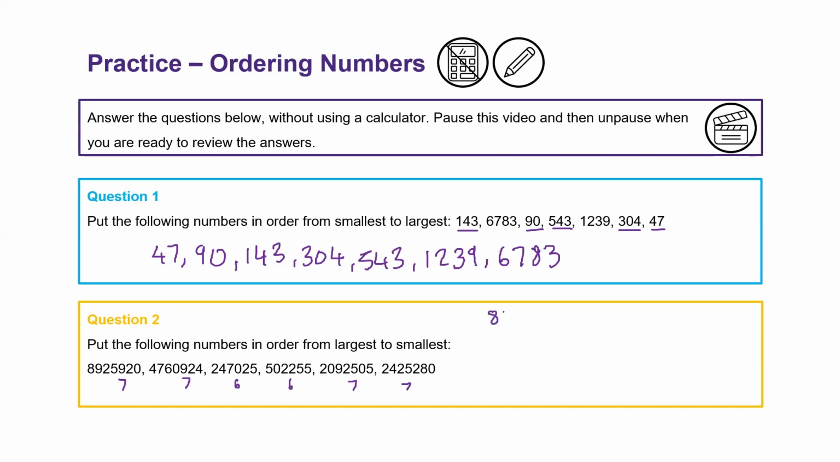On my paper, what I'd probably do is I'd be very careful to write these up, and I'm going to stack them, okay? Because that's just going to make it easier for me to compare my place value columns. 2505 and then 242580. Okay, I'm looking for the biggest number. That 8's the biggest, so that must be the start of my list. 892590. Okay, followed by this one that starts with 4.